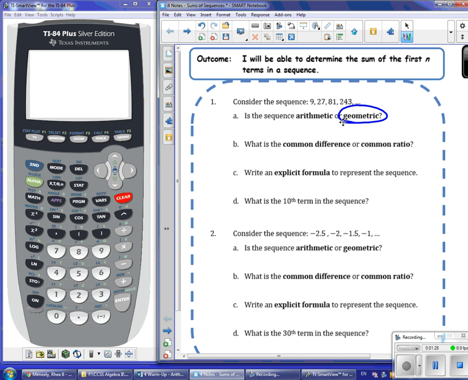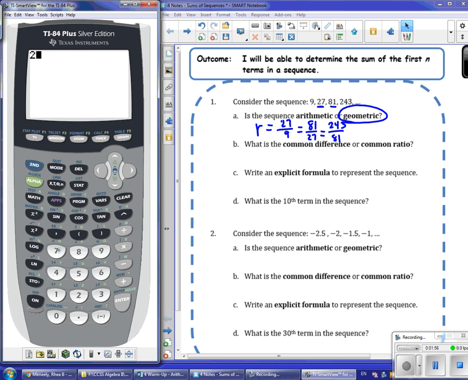What you want to do is start with the second number in the sequence. To find the common ratio, I would take the second number, that 27, and divide it by 9. That should be the same as if I were to take 81 and divide by 27, and the same as if I were to take 243 and divide by 81. Now, you obviously don't need to do this three different times unless you want to verify that this is, in fact, a geometric sequence. So if I take 27 divided by 9, I get 3.